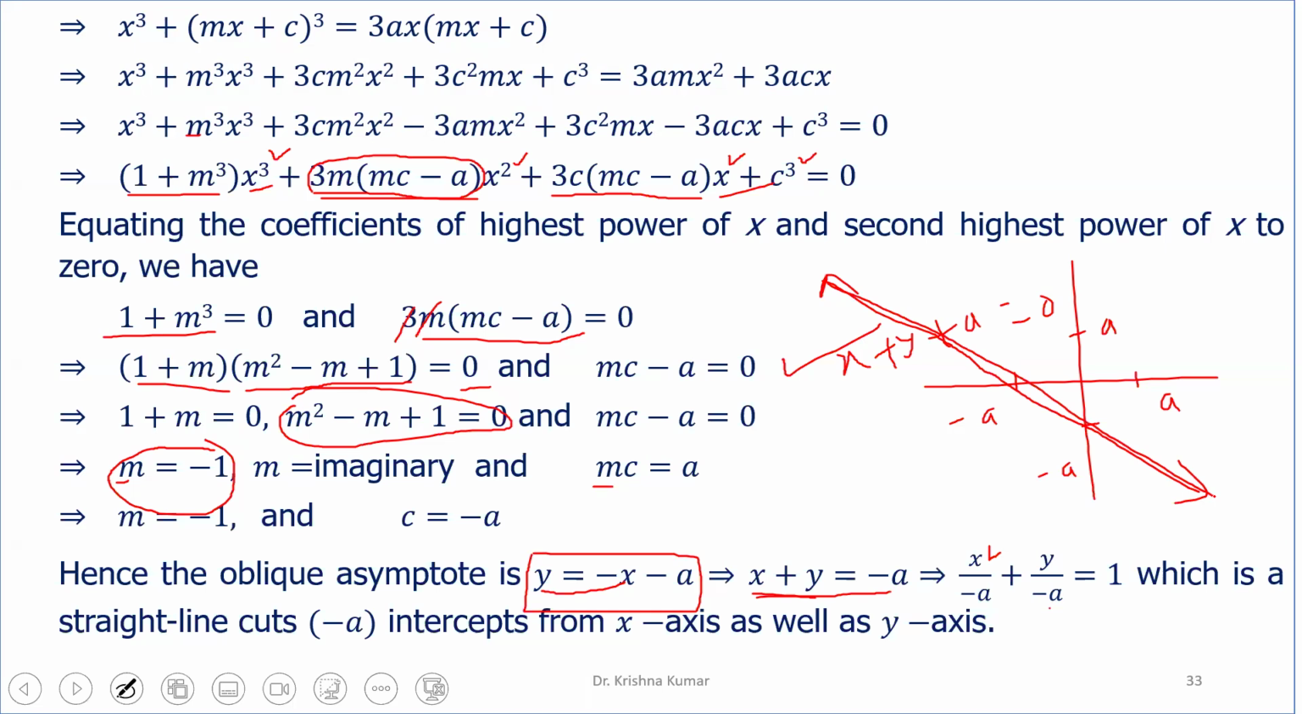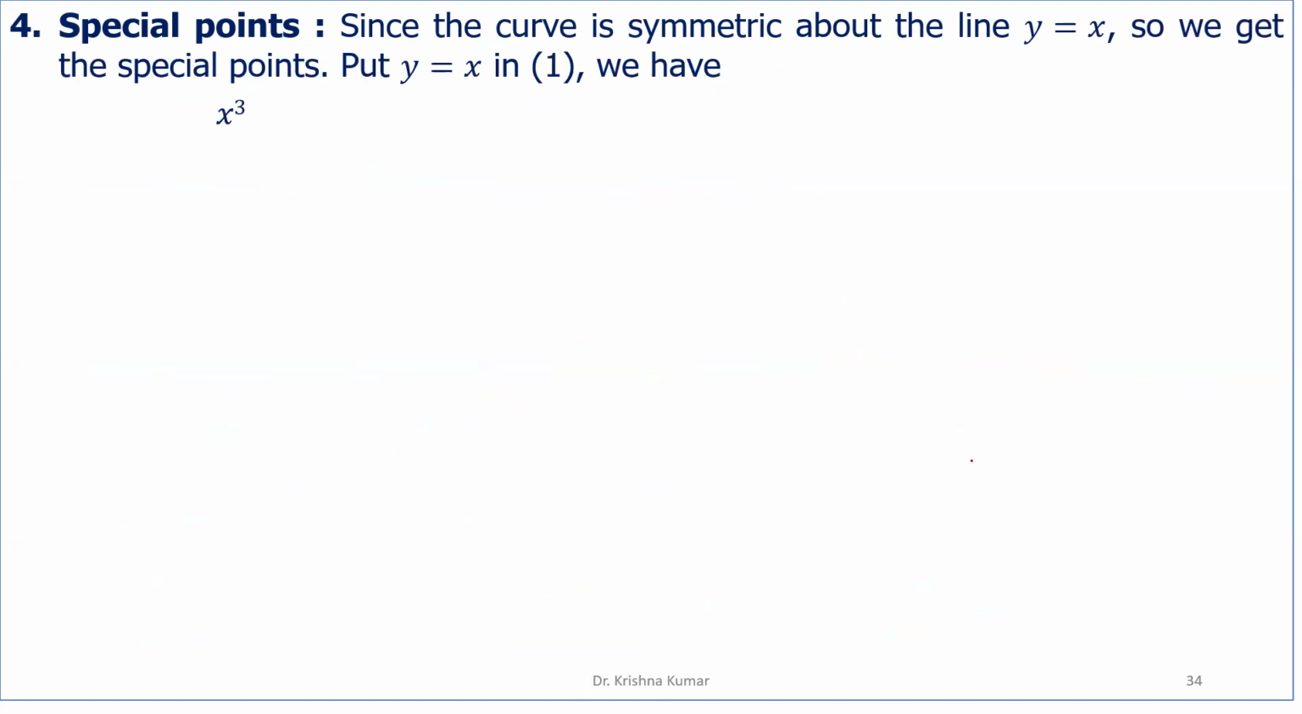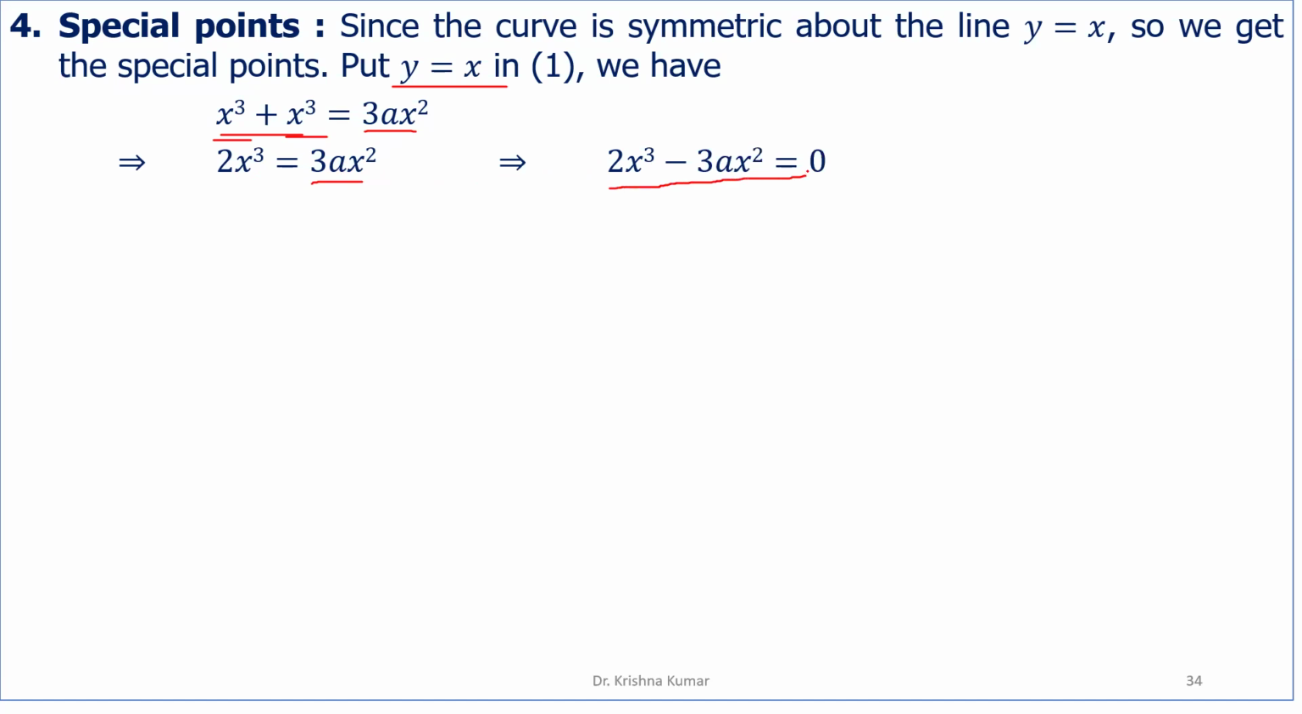Okay, let us go ahead and try to trace the curve. Now, is there any special point? Since the curve is symmetric about the line y equal to x, definitely we have a special point. So how to get that point? Let us put y equal to x in equation number 1. So we have x cube plus x cube equal to 3x square. If we simplify it, this is 2x cube equal to 3x square, and if we move this to the left hand side, 2x cube minus 3x square equal to 0.